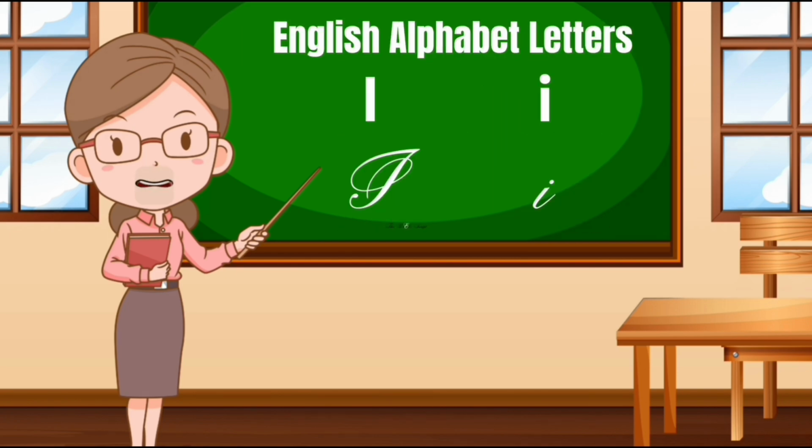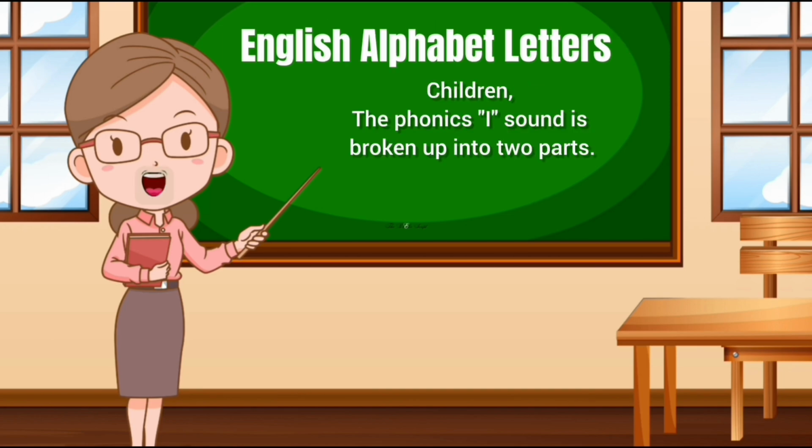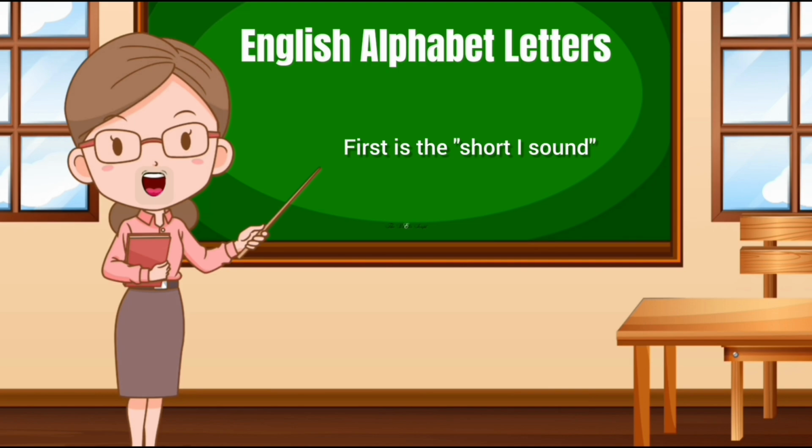This is alphabet letter I. Children, the phonics I sound is broken up into two parts. First is the short I sound, which makes a vocal sound like E when spoken. On the other hand, the long I sound sounds exactly like the letter I. I is a vowel sound.